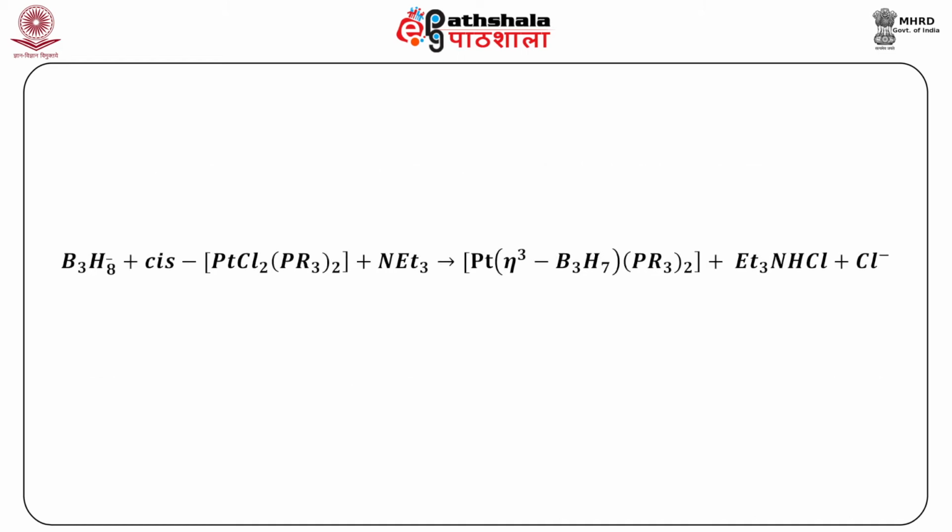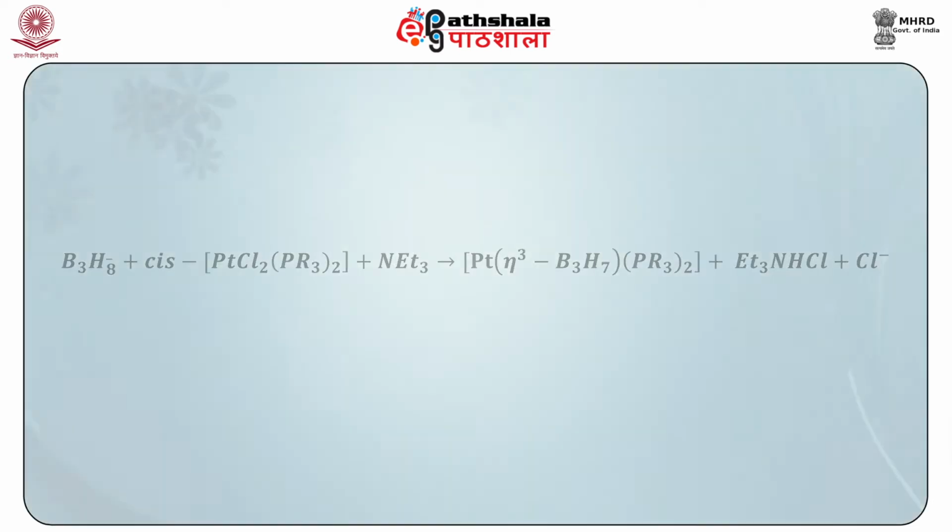In yet another example, we have B3H8 minus reacted with platinum complex in presence of a base such as triethylamine to give you another platinum complex with borane, wherein the borane is attached to platinum through eta 3 linkage.